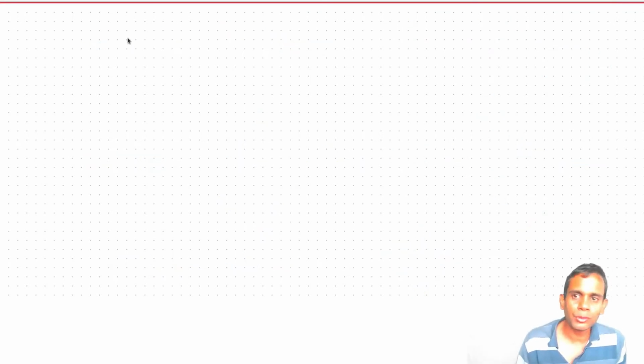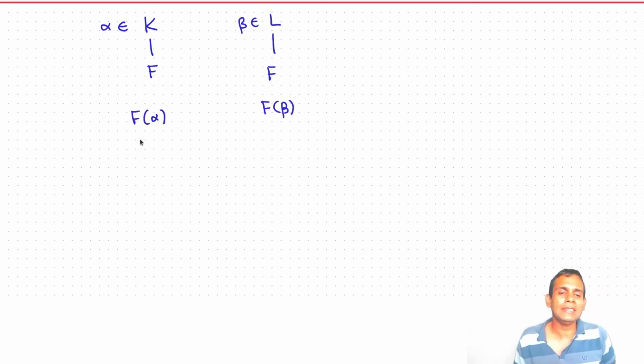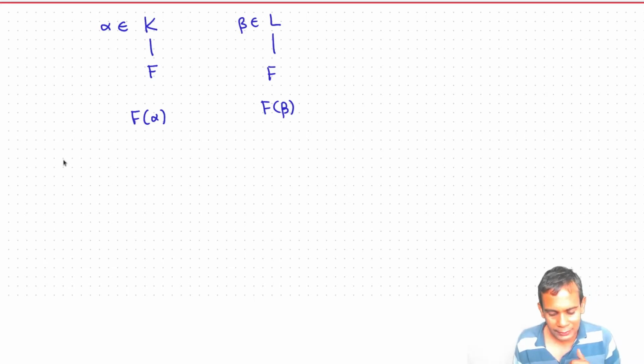Now suppose we have two field extensions, let's say K over F, and we have an element alpha here, and another field extension L over F, and element beta over here. So then we can talk about the field F(alpha), and we can talk about the field F(beta), which lies over F. In general, it's not very easy to figure out whether or not F(alpha) and F(beta) are isomorphic over F. But if you look at a slightly more restricted notion of isomorphism, then there's a very beautiful and simple answer. So that's the next theorem.